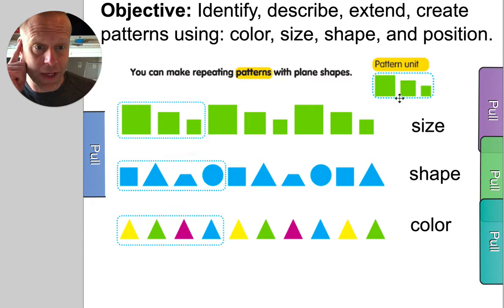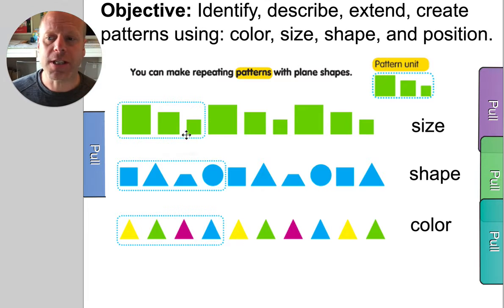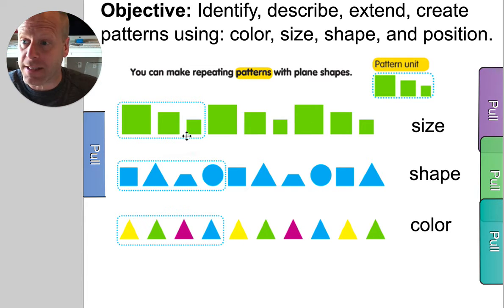So for example, this pattern unit is big, medium, small. All the same color, all the same shape. So we're not really focusing on color and shape. We're just focusing on size here. So the pattern goes big, medium, small. Big, medium, small. Big, medium, small. The pattern unit is big, medium, small. It's not the whole thing. It's just the part of the pattern that repeats itself.